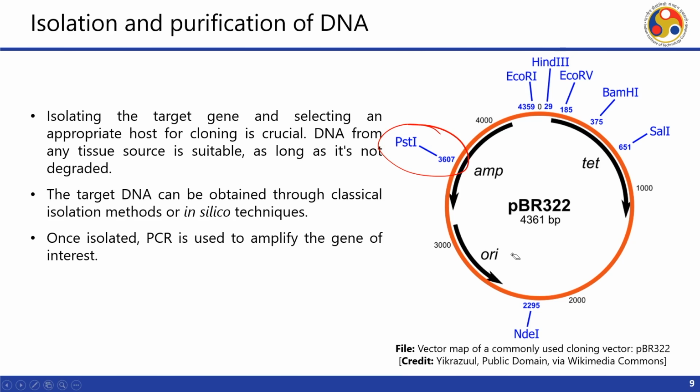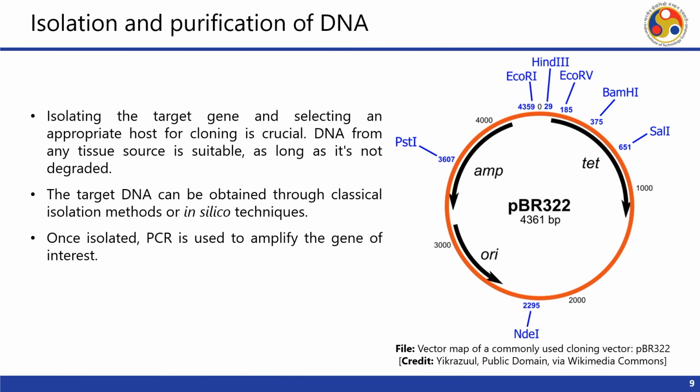You have EcoRV here, then you have EcoRI, BamHI, SalI, then HindIII and PstI. So, these are the sites along with the number. These particular sequences will be cutting the vector at these particular sites to open it up. So, we may use a single enzyme, BamHI, to open it up.